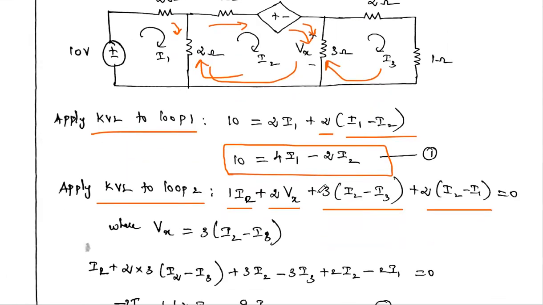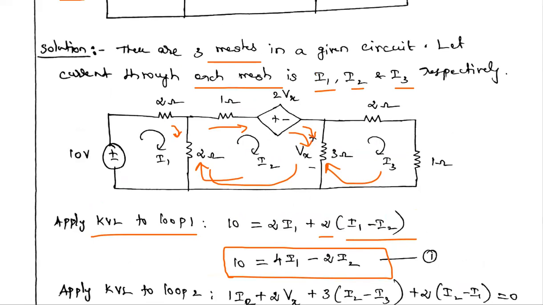Then here, in addition to I1, I2, I3, one more variable, Vx, is there. So we have to substitute the value of Vx. According to this diagram, what is Vx? This branch voltage Vx is nothing but the voltage across the 3 ohm resistor.